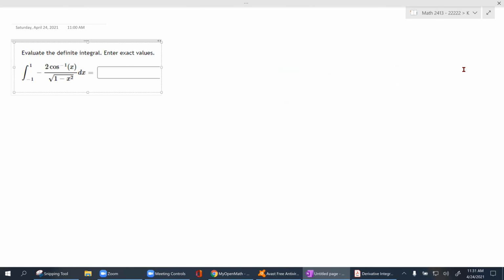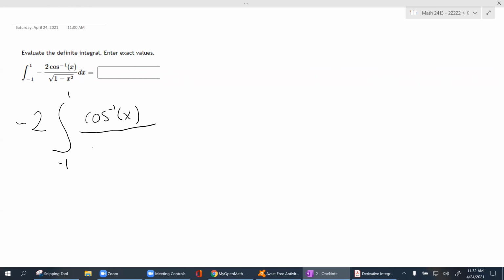All right, a few more things going on here. It's quite the jump. So possibly a few things that I want to go ahead and do here is factor this -2. So this here would be -2 integral bounded between -1 and 1 of inverse cosine of x over 1 minus x squared times dx.